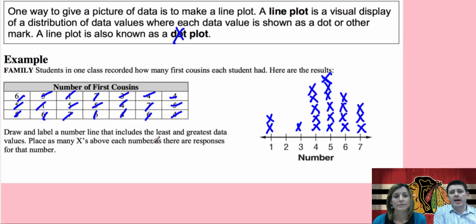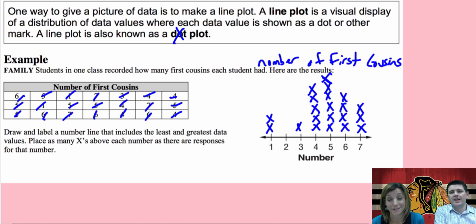Don't forget to put a title for your graph, like any good graph. We're talking about the number of first cousins, so we should have a title on it. Number, that is a U there if you can't tell, of first cousins. And all right, that was pretty bad, sorry.